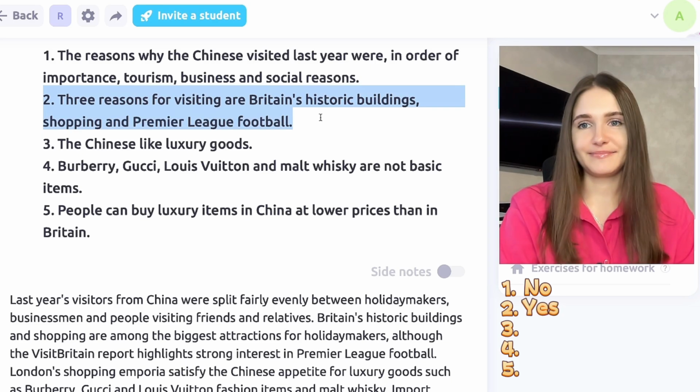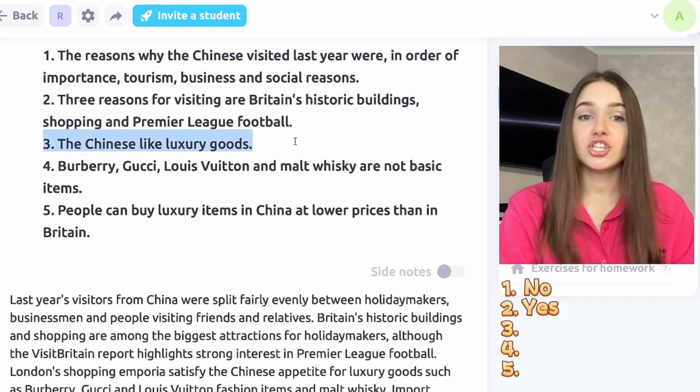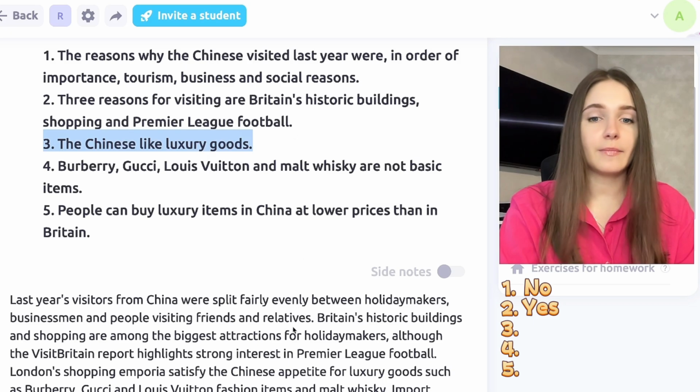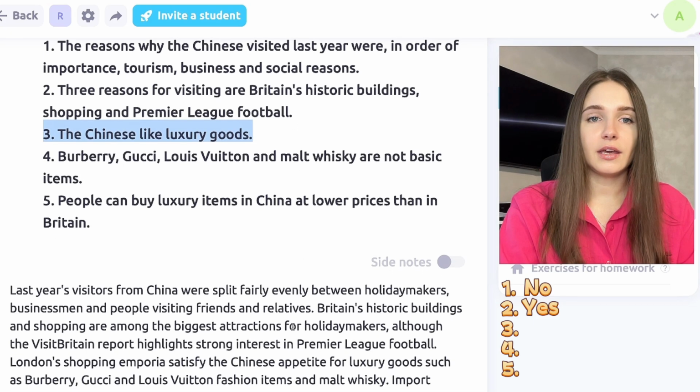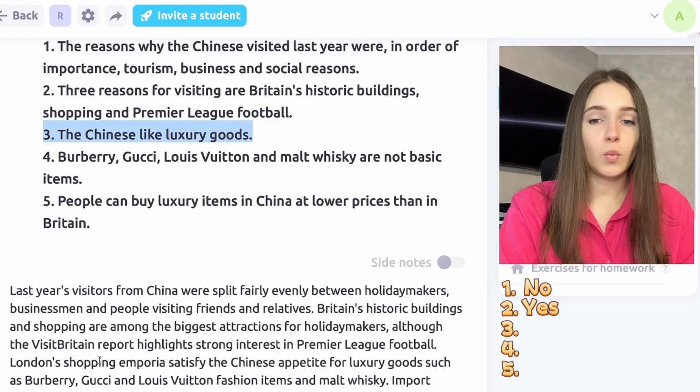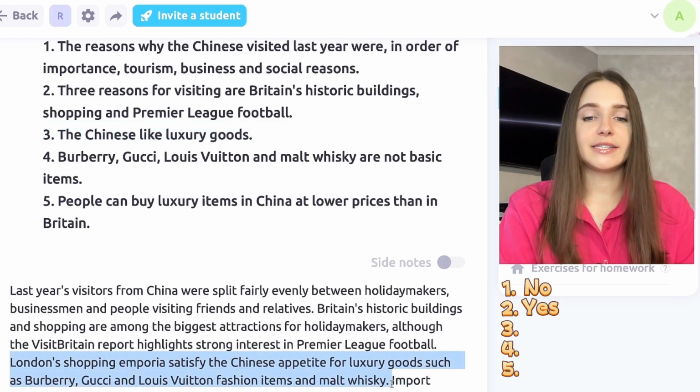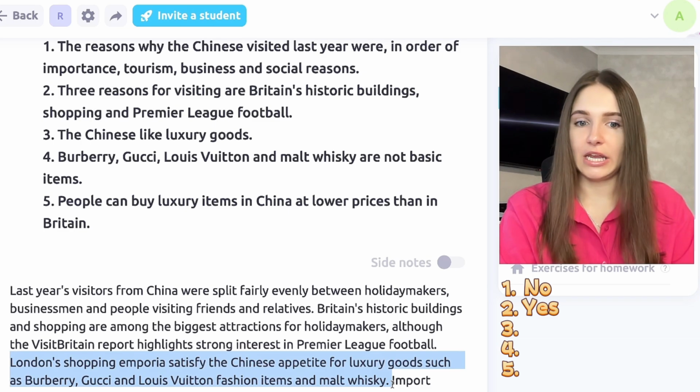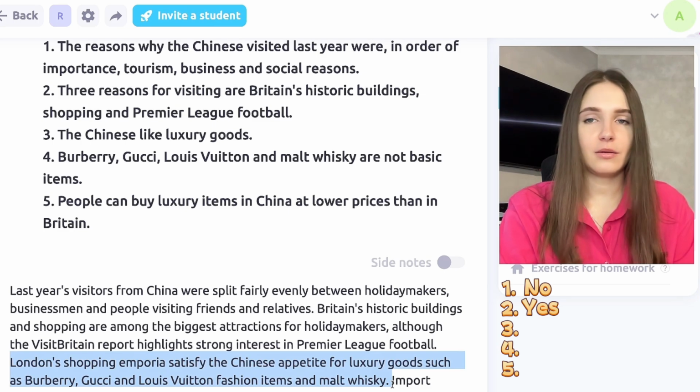So here it's yes. Let's take a look at the third one. The Chinese like luxury goods. Okay, very simple statement. Yeah, they like luxury goods. So we take a look at the next sentence: London's shopping emporia satisfy the Chinese appetite for luxury goods such as Burberry, Gucci, Louis Vuitton, fashion items, and malt whiskey. I'm sorry if I read those brands not as they should be in French or Italian.